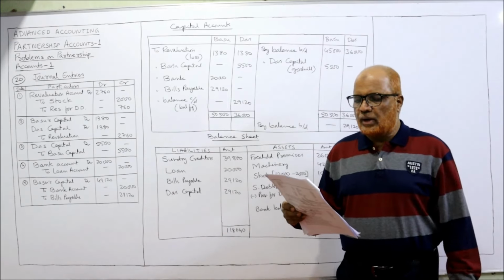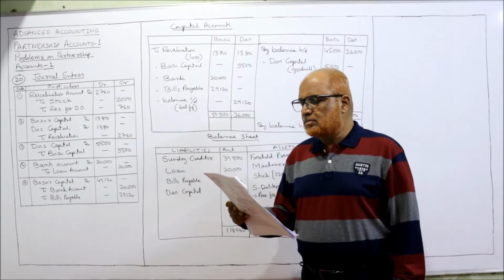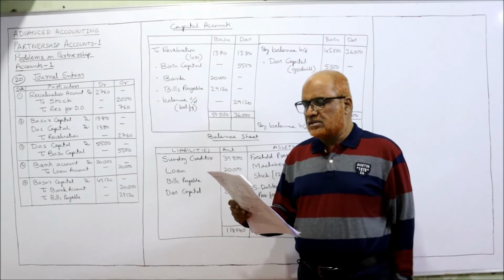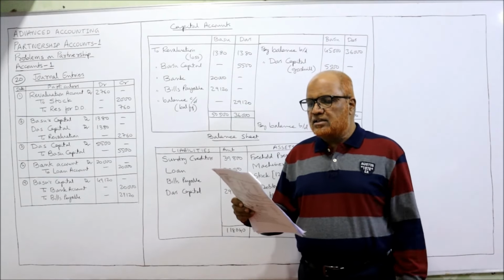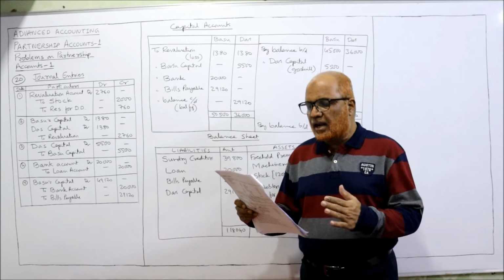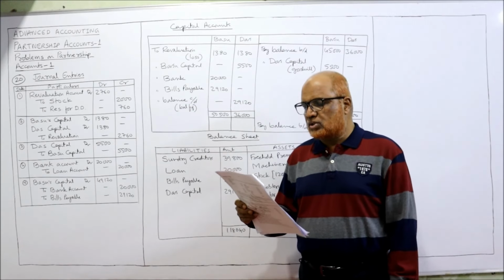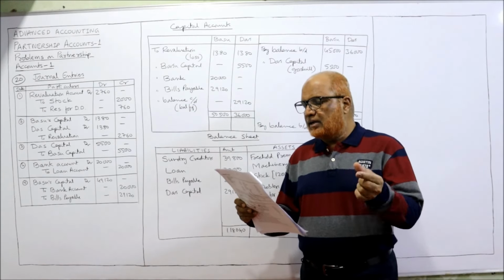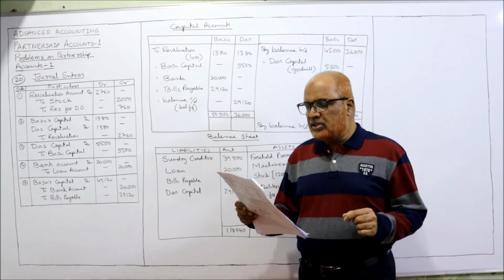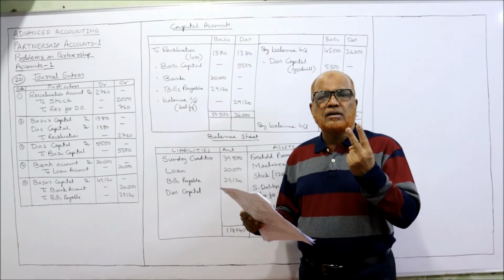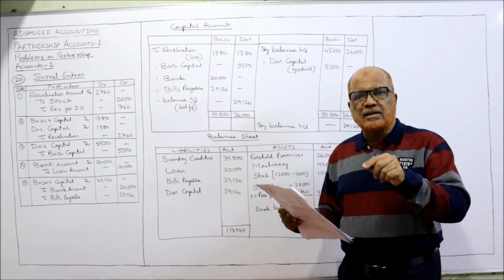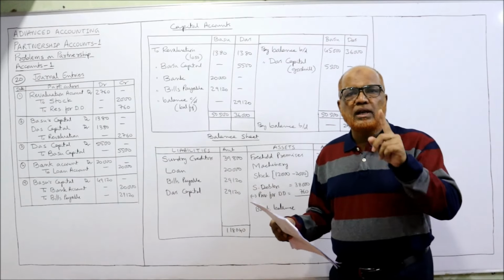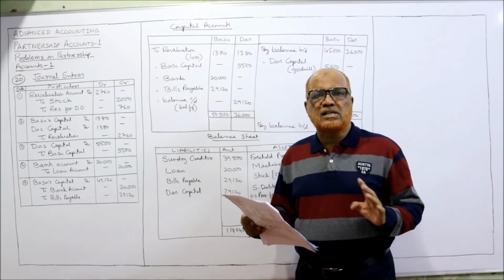Capitals are given, Basu and Das. Freehold premises, machinery, stock, debtors, bank balance. It is agreed that Basu will retire as from 30th June 2005 and that Das will take over the business on the following terms. Only two partners are there. One partner, Basu, is retiring. So only one person will be left, that is Das.